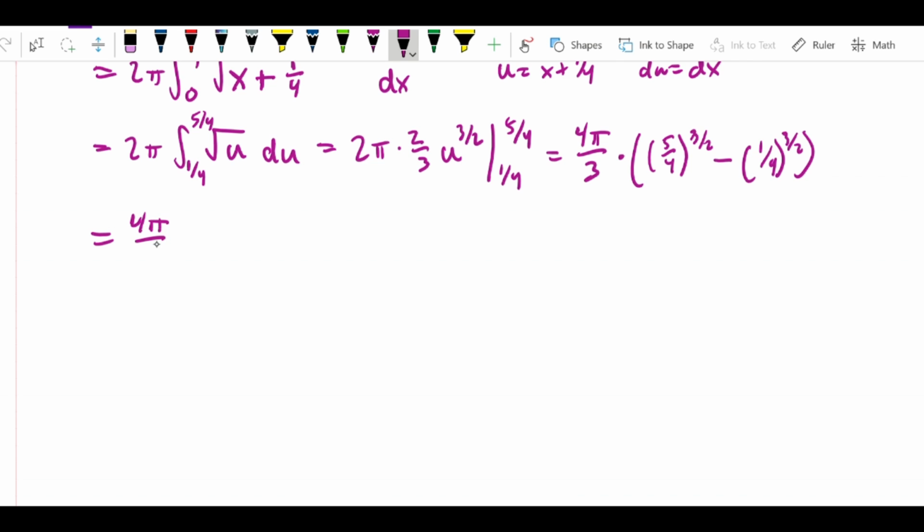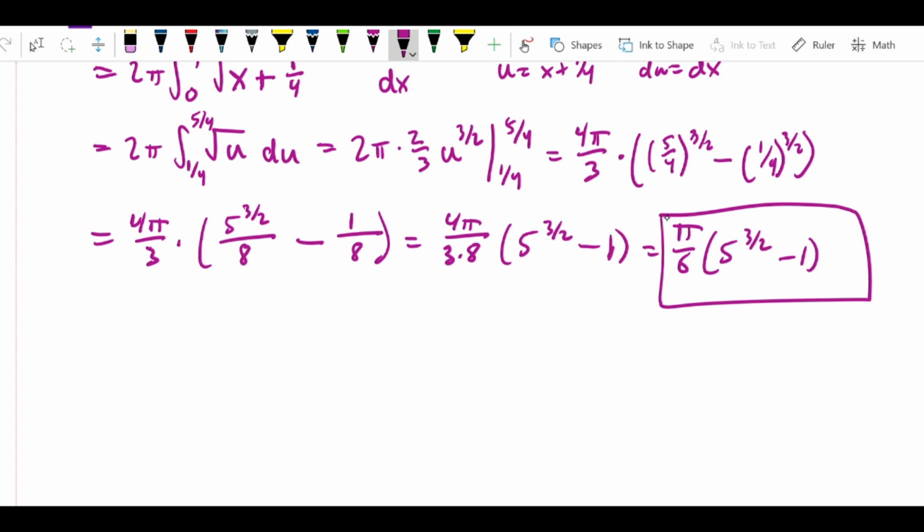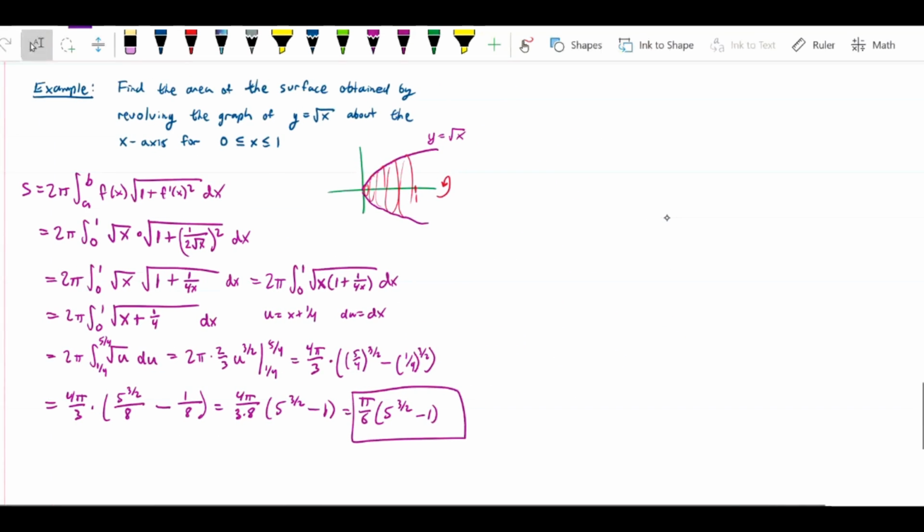So this is going to be 4 pi over 3 times 5 to the 3/2 over 4 to the 3/2, which is 8, minus 1 to the 3/2, which is just 1, over 4 to the 3/2, which is 8 again. So that gives me 4 pi over 3 times 8, times 5 to the 3/2 minus 1, and that gives me 4 pi over 24, which is the same as pi over 6, so that's pi over 6 times 5 to the 3/2 minus 1, and there we go. So that's an example of how to find a surface area.